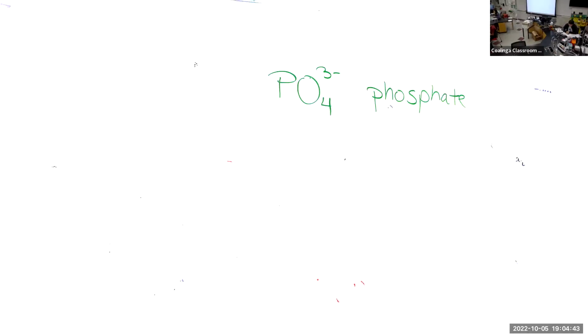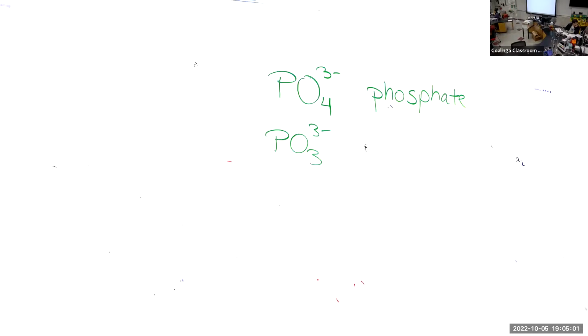Okay, so what is phosphite? What is the chemical formula for phosphite? PO3. 3 negative.